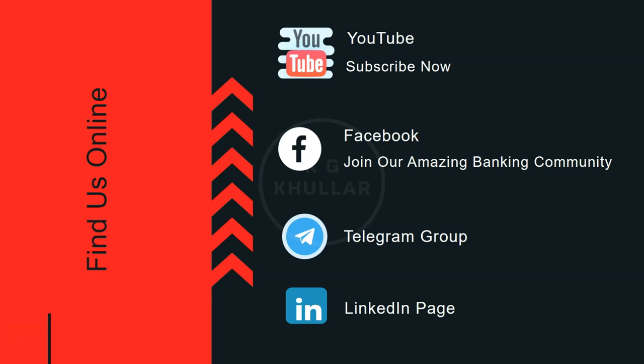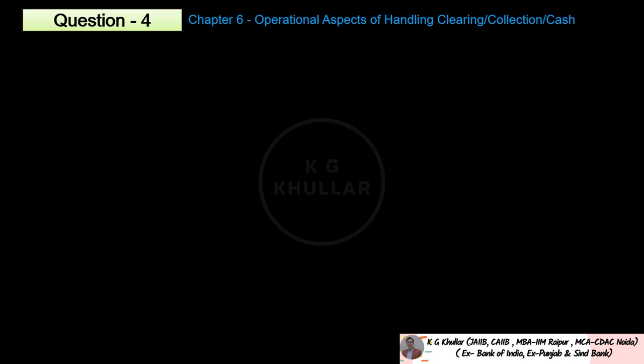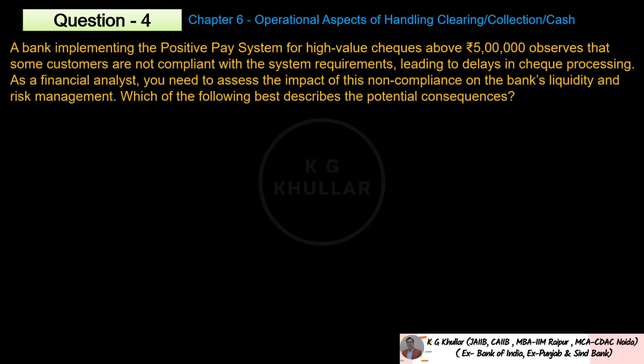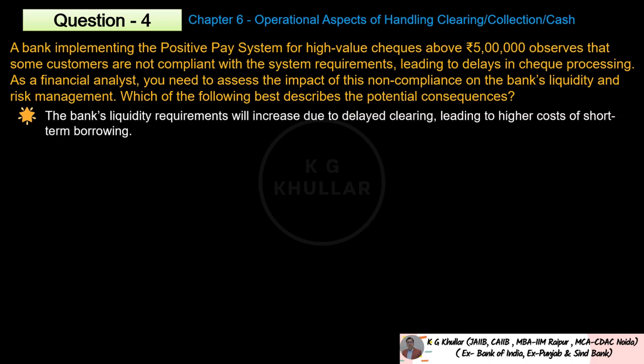The next question is from chapter 6, that is operational aspects of handling clearing or collection or cash. And the question goes like this. A bank implementing the positive pay system for high-value checks above Rs 5 lakhs observes that some customers are not compliant with the system requirements, leading to delays in check processing. As a financial analyst, you need to assess the impact of this non-compliance on bank's liquidity and risk management. Which of the following best describes the potential consequences? And these options are given to you.